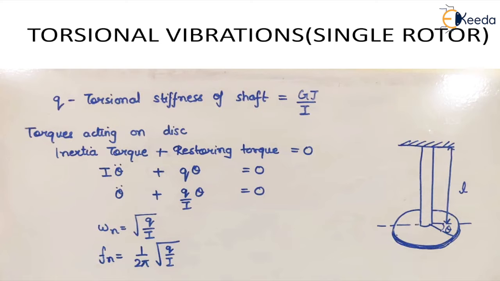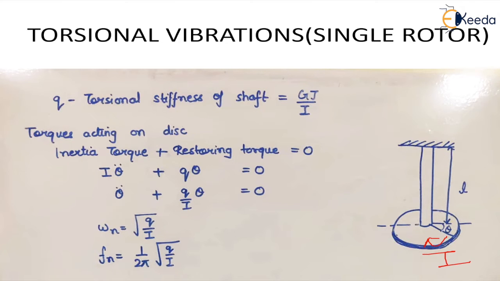Now, let us consider a uniform shaft of length L, with its upper end fixed, and it carries a disc at its other end of moment of inertia I. We are assuming that the mass of the shaft is negligible, so we will not take it into consideration. Now, what will happen if we give a twist to this disc about the vertical axis and release it? It will start oscillating.